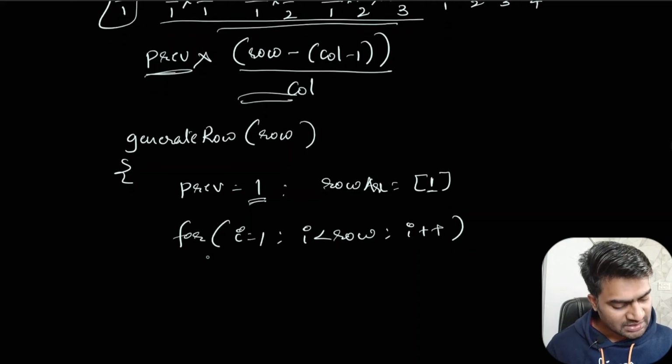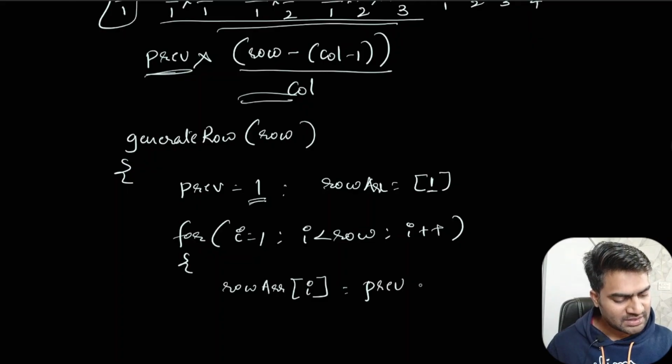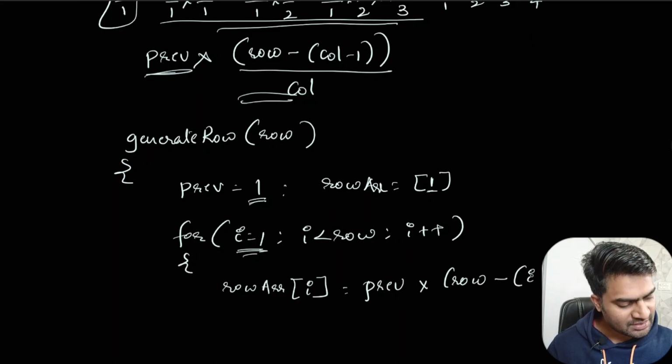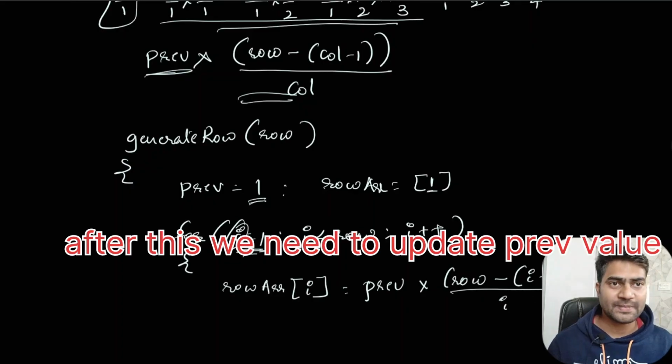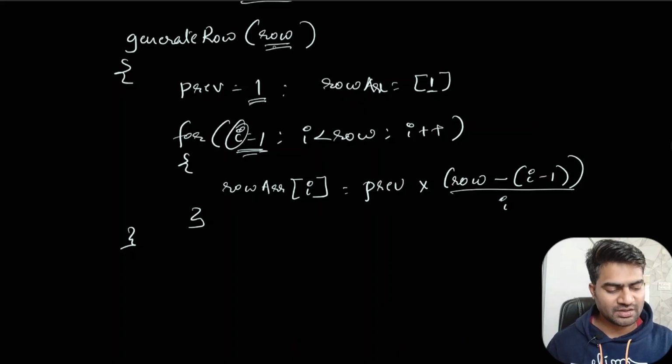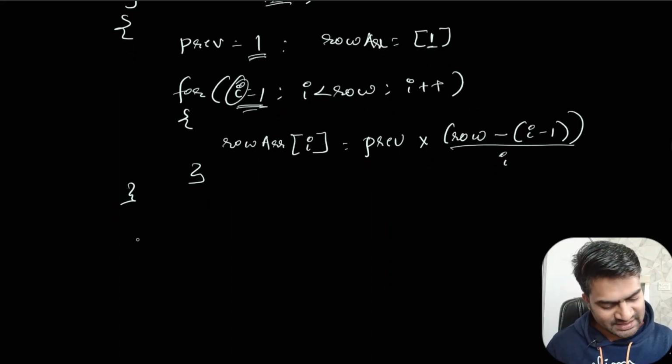Now our row array of i equals the previous value into row minus column, which is this one only. So I minus 1, which we can also call the column, divided by i. Correct? So this will generate one row for me. If I know the row number, then how do I generate n rows? Basically, I will have to call this n times, correct?